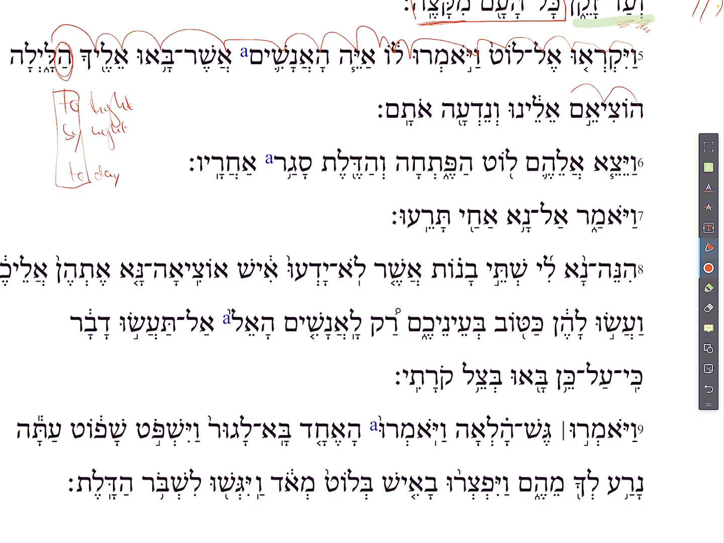Bring them out, you see here hifil of yatsa with direct object suffix. Bring them out to us, and we are going to know them. Pretty straightforward. Vayomru, and they said to him. Then the direct speech starts. You see here an unambiguous clause opener with the interrogative, the ayeh, so you know the clause starts there. Where are the men? Asher, unambiguous clause opener. Who came to you by night? And then bring them out to us, and we will know them.